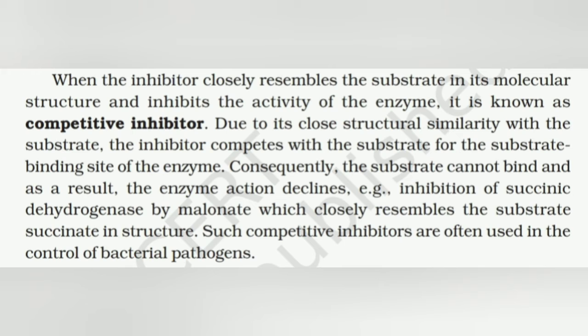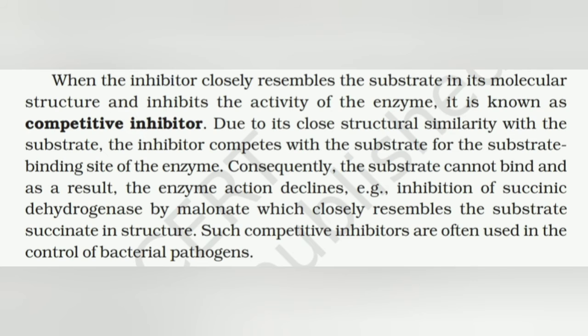Consequently, the substrate cannot bind, and as a result, enzyme action declines. Example: inhibition of succinic dehydrogenase by malonate, which closely resembles the substrate succinate in the structure. Such competitive inhibitors are often used in the control of bacterial pathogens.